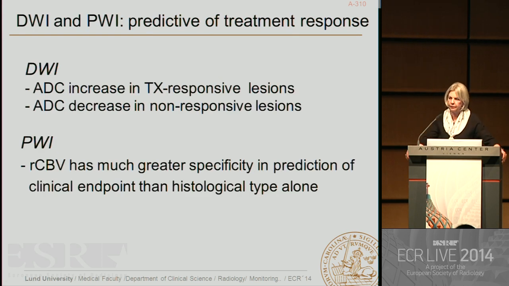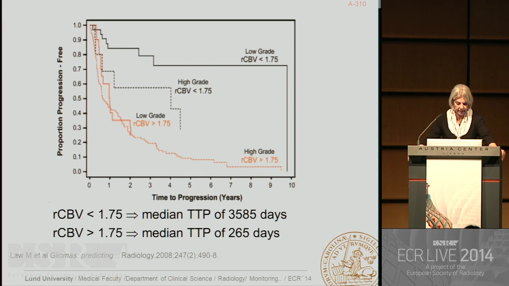Also, when we're looking at diffusion-weighted images as well as perfusion, they can predict the treatment response, as was mentioned earlier by the two speakers. So if you have treatment-responding lesions, you will see an increase in the ADC values, whereas in non-responding tumors or lesions, you will see a decrease in the ADC from baseline. And also perfusion, as I have shown you previously, has been shown to be a very good predictor for endpoint evaluation.